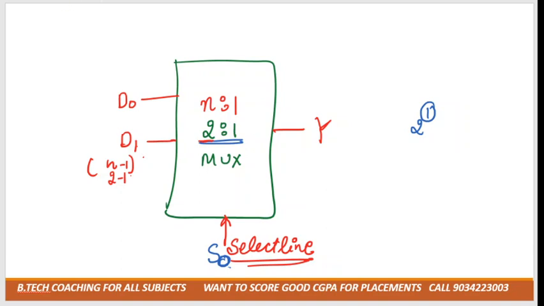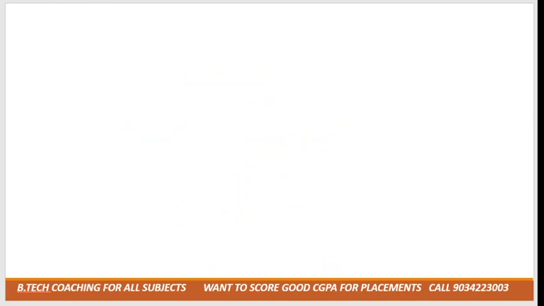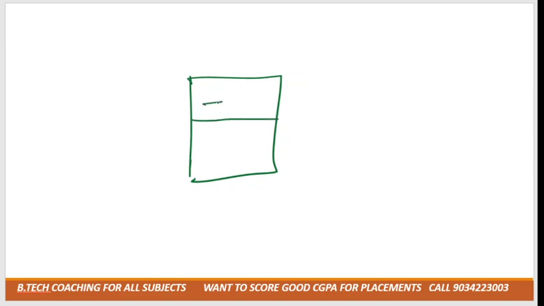Now what happens in the multiplexer? Suppose I give you a general example. Suppose you have one almirah, and in the almirah you have two drawers. One drawer is for t-shirts and one drawer is for jeans.